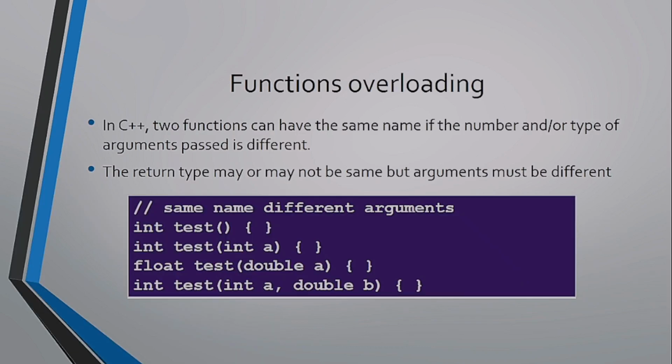So in C++, two functions can have the same name if the number and/or type of arguments passed is different. The return type may or may not be the same, but the arguments must be different. So what does it mean?